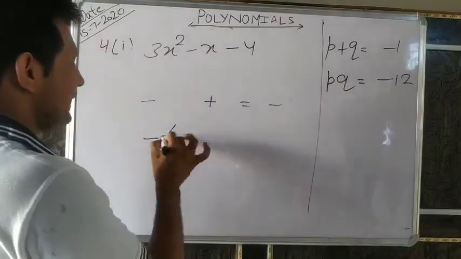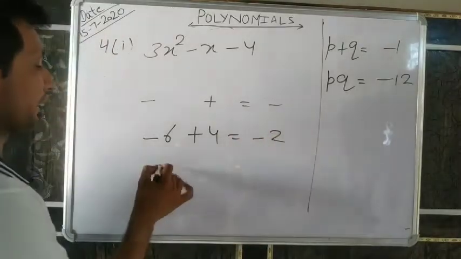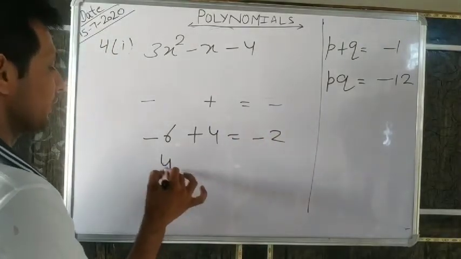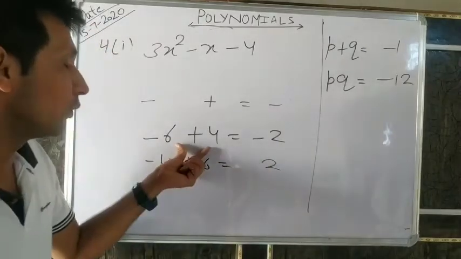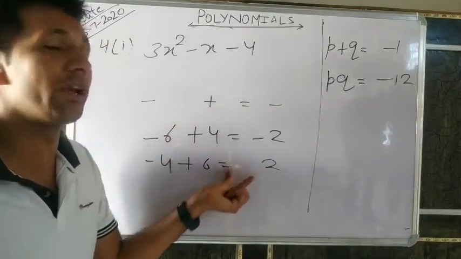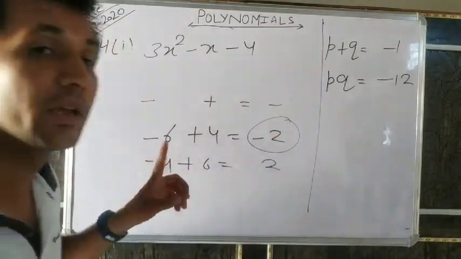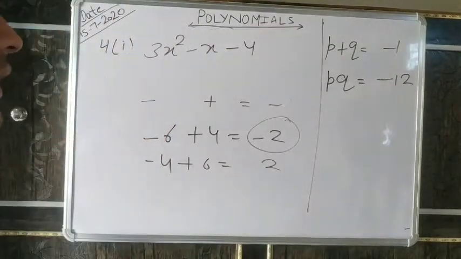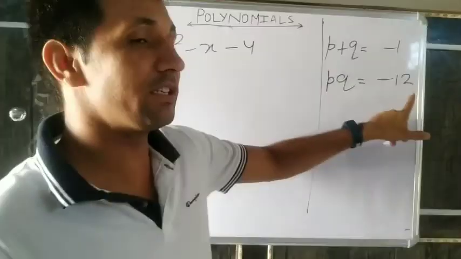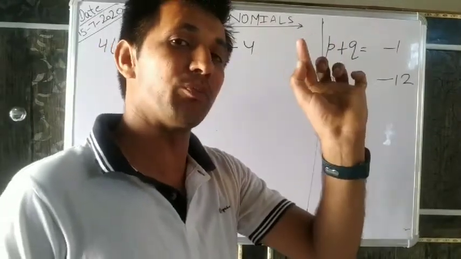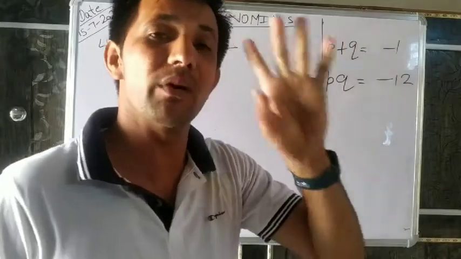It means minus 6 plus 4, so it means minus. And if we take 4 negative and plus 6, it means 2. So it means if of two numbers one is negative and one is positive, the sum is negative when the bigger number is negative. Understand? So here we check the product of two numbers is negative, so one is negative, one is positive. And the sum of these two numbers is also negative, so the bigger one is negative.